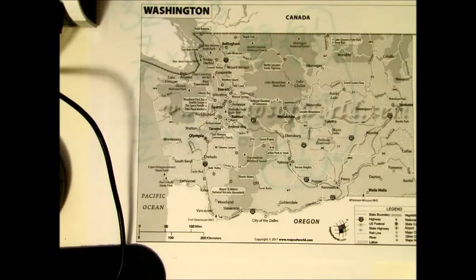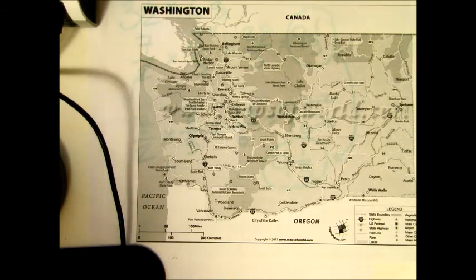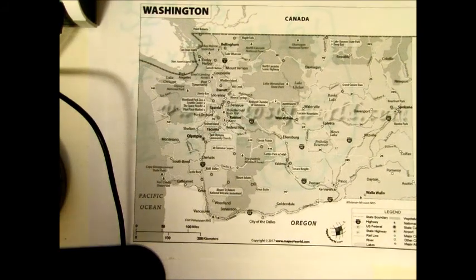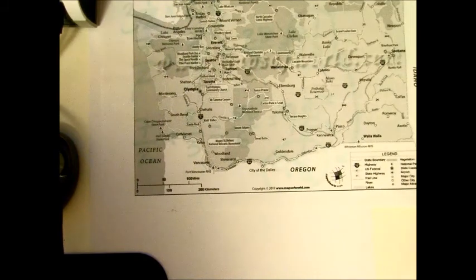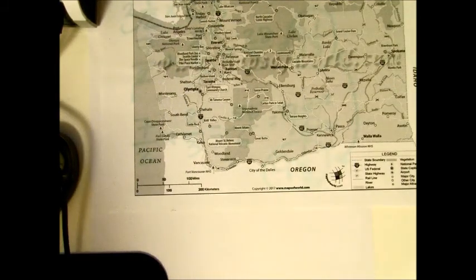This video is going to be focusing on using a scale to determine distance by creating proportionate ratios. And I've got a map of Washington, and notice down below there is a scale. Let me zoom in here. And I think most maps have these sorts of scales.